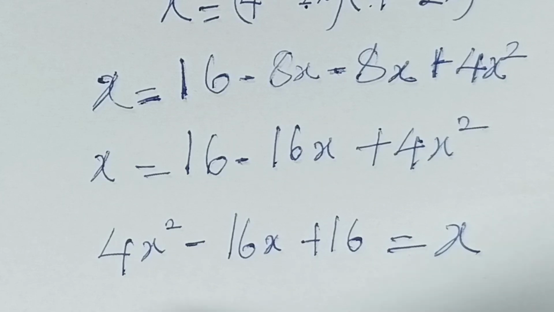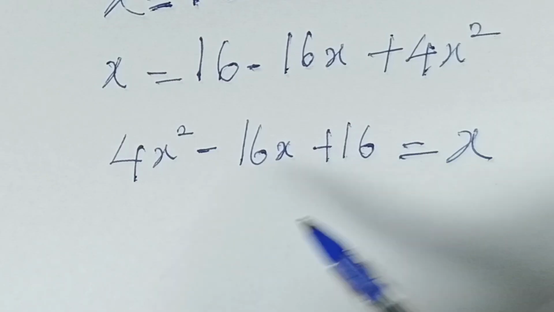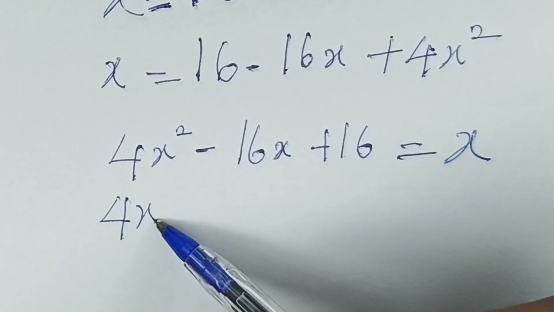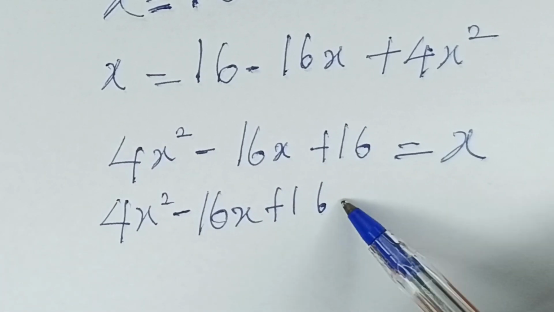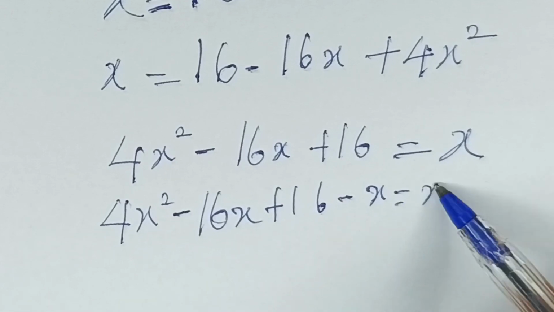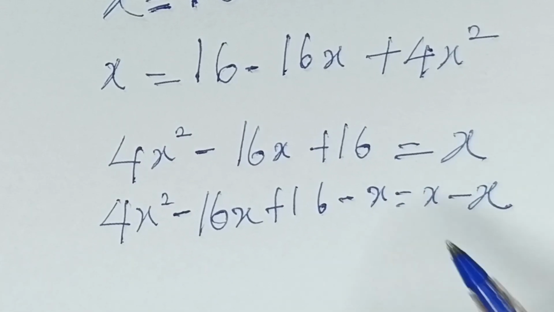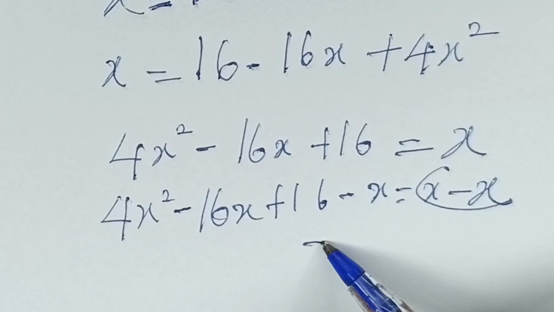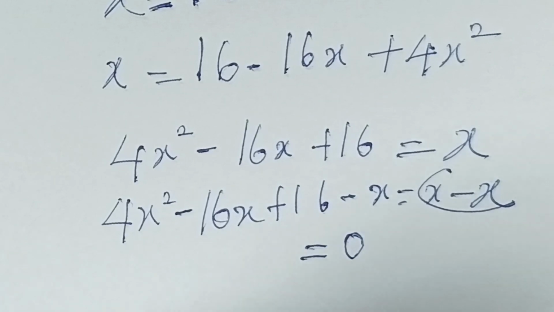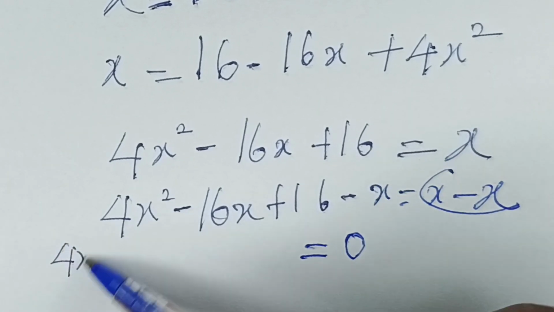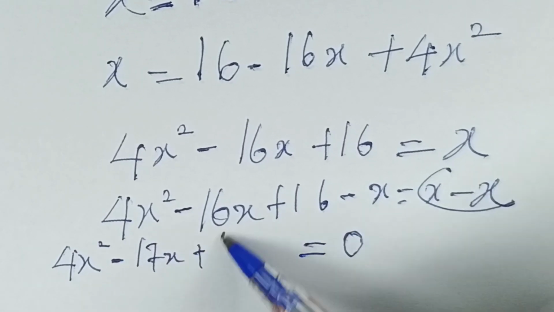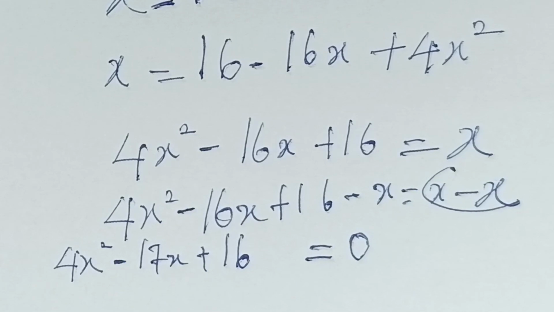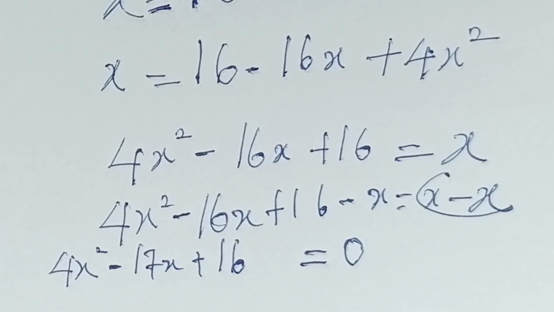Okay, now subtracting x from both sides, so we have 4x squared minus 16x plus 16 minus x is equal to x minus x. Okay, now this eliminates so that we have this to be equal to 0. And the equation we now have is that 4x squared minus 17x plus 16 is equal to 0. We've gotten a quadratic equation, and we can solve this quadratic equation using the quadratic formula.